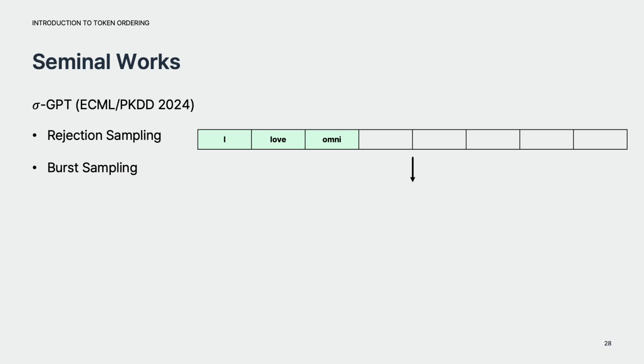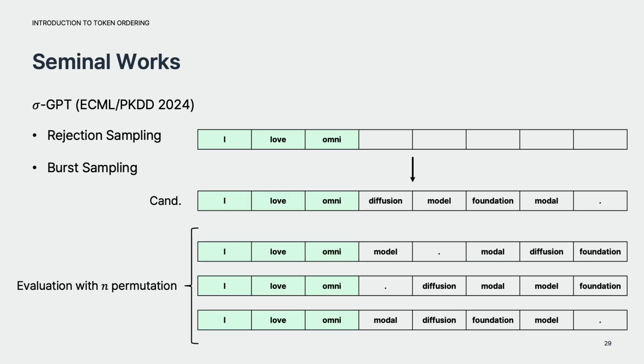Sigma GPT uses two kinds of sampling during the generation process: rejection sampling and burst sampling. Let's look at an example. Given the context I love omni, first through one forward pass, we obtain a candidate set. Since the model is trained in any order, these candidate tokens may appear in quite random order. Based on this, we sample n random permutations to form sentences and then perform rejection sampling on them.